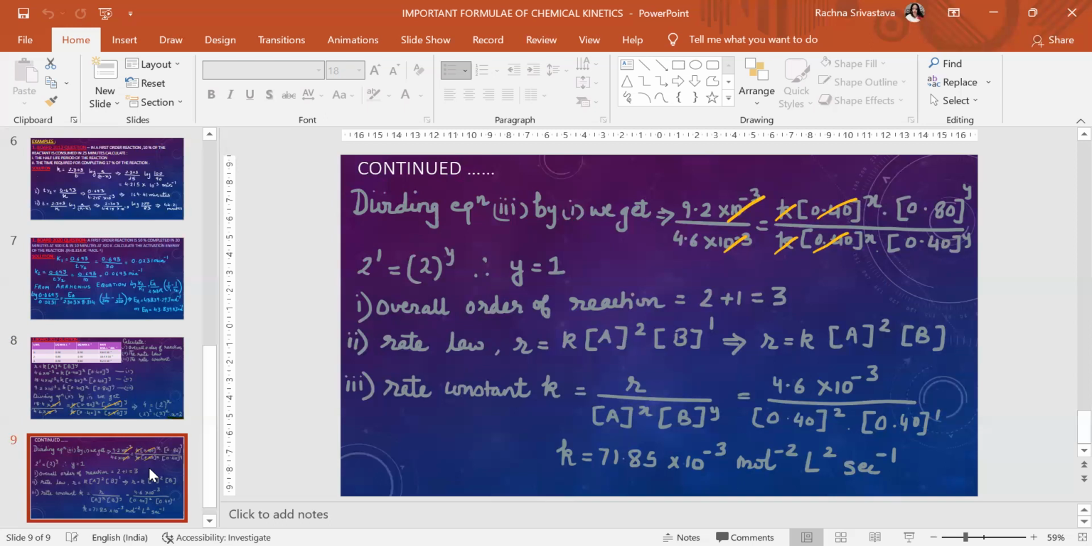The third part is rate constant. Out of the three equations, you can choose any one value and you can equate. On equating, you will get the answer as 71.85 into 10 to the power minus 3 mole per square liter square per second. If you want to cross-check your answer, you use all the three equations to calculate the value of K. You will get the same answer.